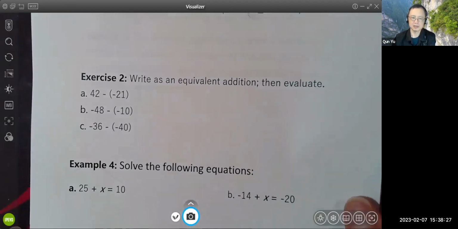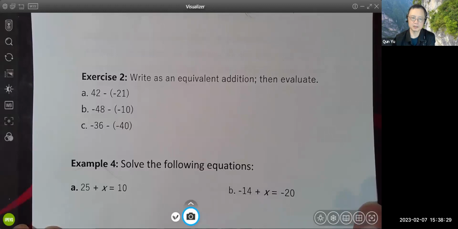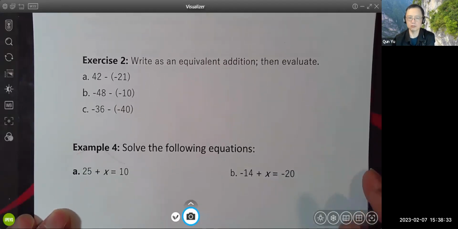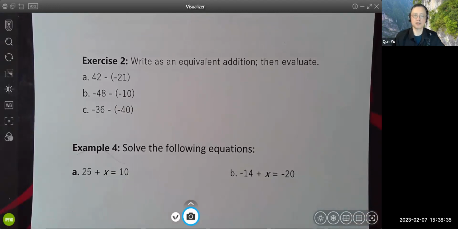Now your second set of exercise problems. And example number 4. So we are going to look at how to solve equations. The process of solving all of these equations will involve subtracting integers. That's why they are here.